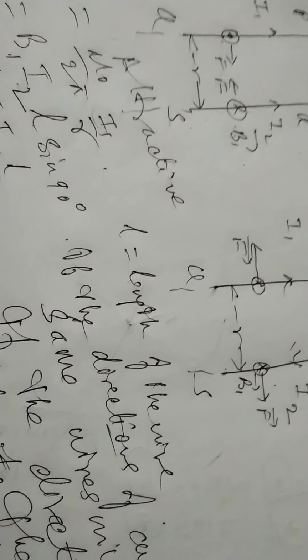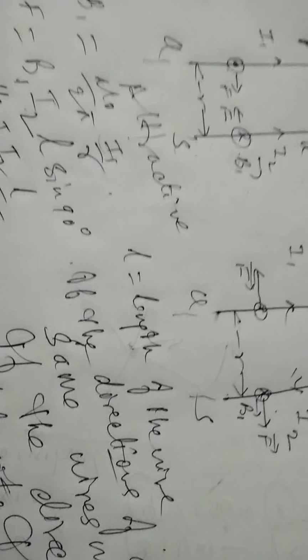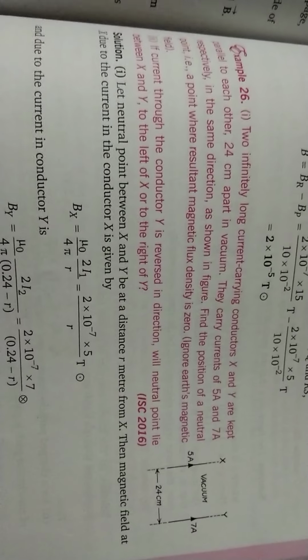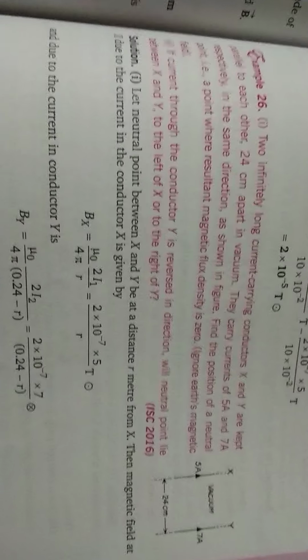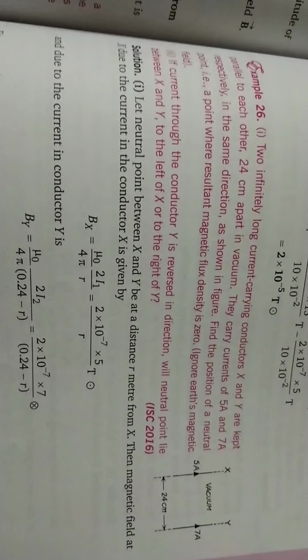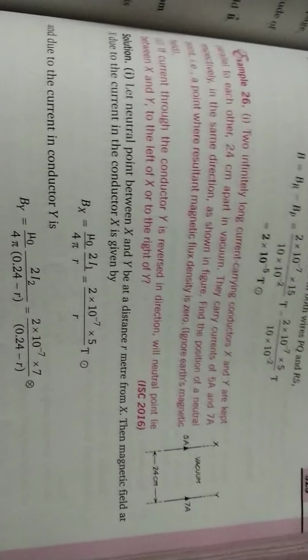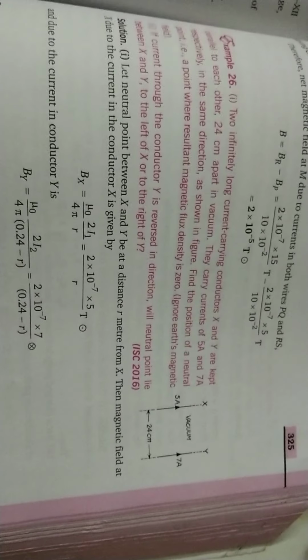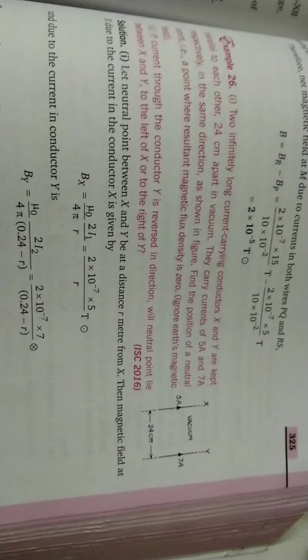For example, let me give you a numerical problem. The question is: two infinitely long current carrying conductors X and Y are kept parallel to each other, 24 centimeter apart. So the distance between them is 24 centimeter. That is the value of R. They carry currents of 5 ampere and 7 ampere. You can see that it is in the same direction, so there is an attractive force.